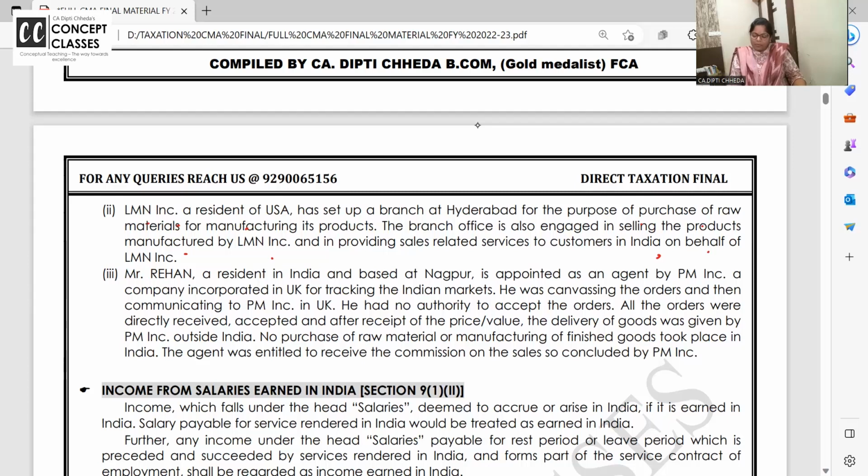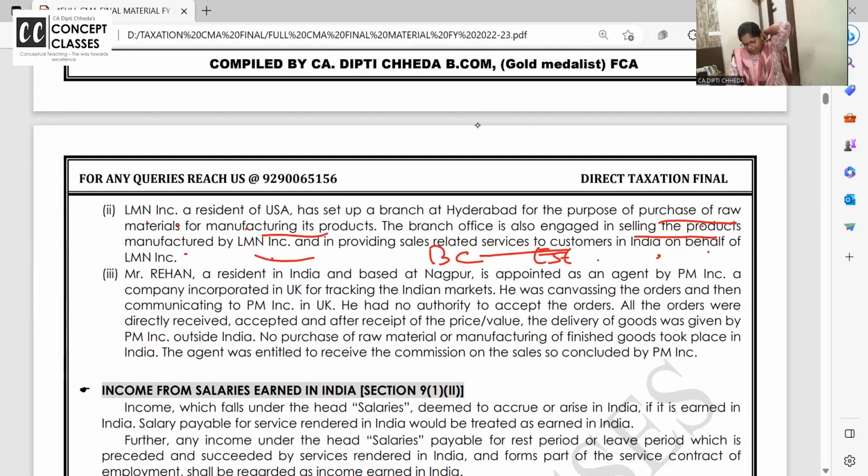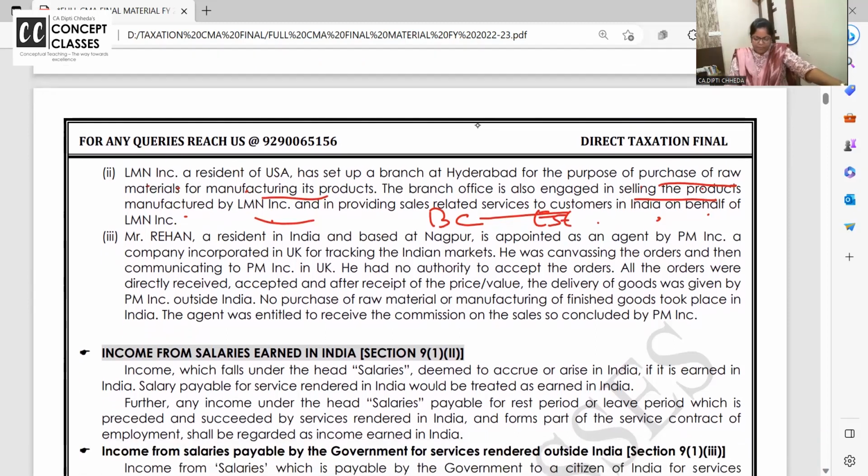तो सिर्फ आप जस्ट रॉ मटेरियल परचेज नहीं कर रहे हैं, फिनिश्ड गुड्स सेल भी कर रहे हैं, आफ्टर सेल सर्विस भी दे रहे हैं. Very well, business connection is established in India. But one promise, even if the NRI or the non-resident is having a business connection in India, he is liable to pay tax only on whatever income is earned through that. Okay? In India, not the world income.